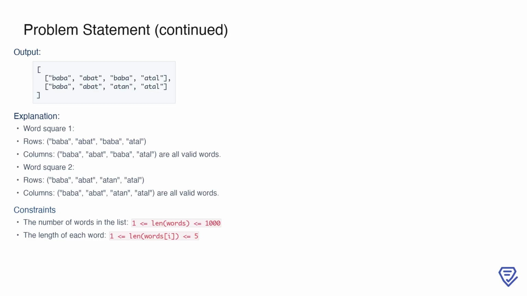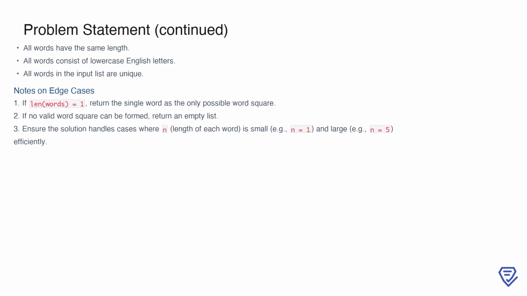Now, let's discuss some important constraints and edge cases to keep in mind. All words in the input list will have the same length, which is crucial for forming N×N grids. The words consist of only lowercase English letters and are guaranteed to be unique. Regarding constraints, the number of words in the list can range from 1 to 1,000, and the length of each word is between 1 and 5 characters.